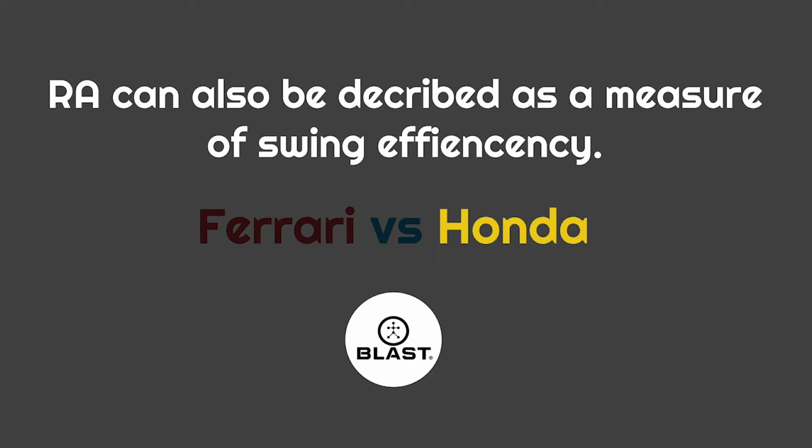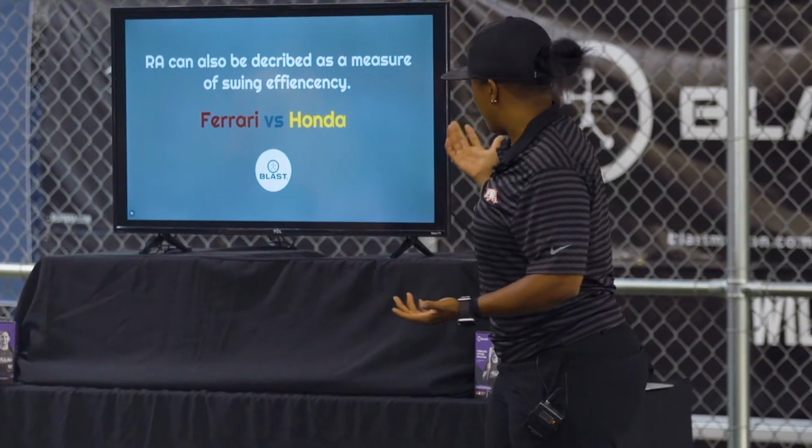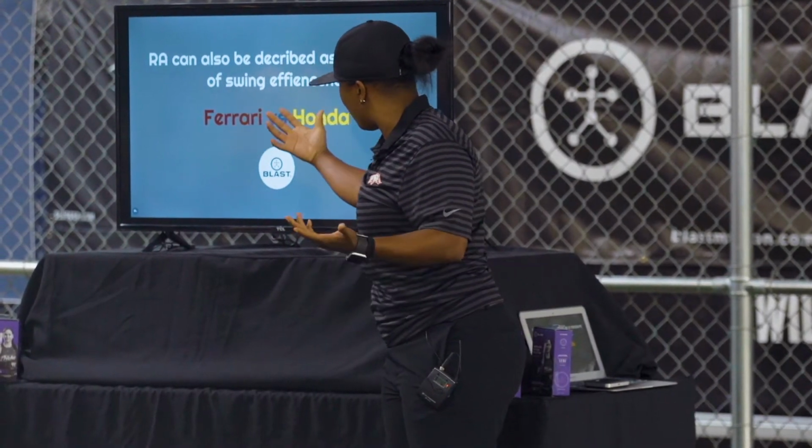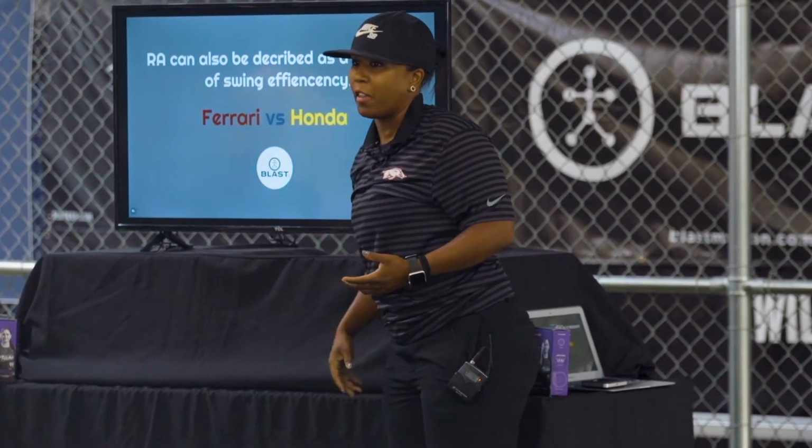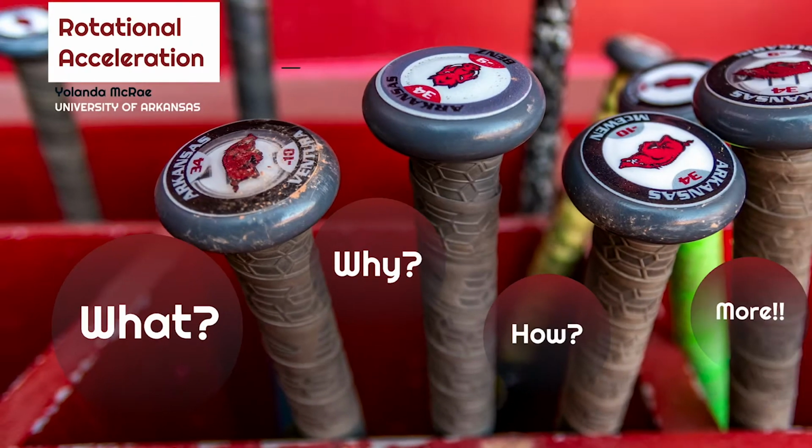Really good analogy that Blast used to explain what rotational acceleration is: the comparison of a Ferrari and a Honda. They usually say Tesla, but I like Ferraris better, so we're going to use that. So the comparison of a Ferrari and a Honda, both of those vehicles can go 65 miles an hour, okay? But one of them does it a little bit more efficiently, right? So a Ferrari will get there in like 3 seconds and a Honda like 12 seconds, right? The Ferrari can do a lot more things than a Honda besides just the speed thing, but it's just a more efficient car, and that's why you pay a lot of money for it, okay?